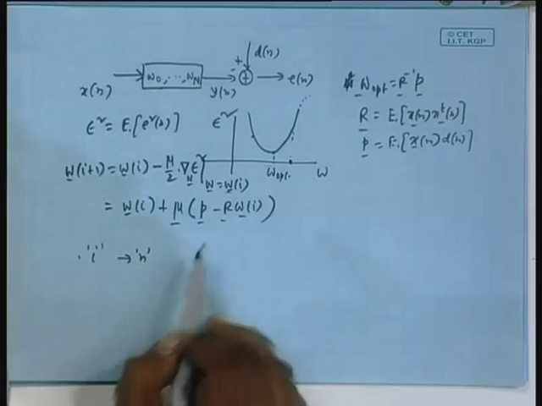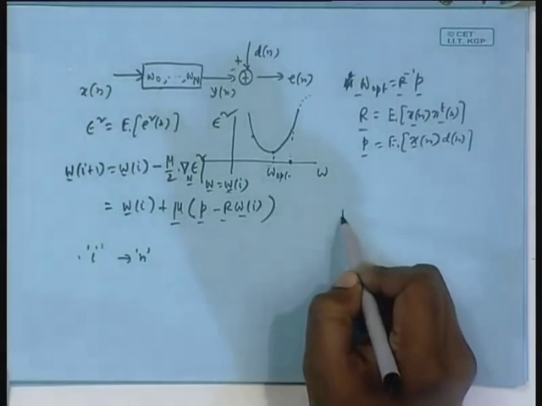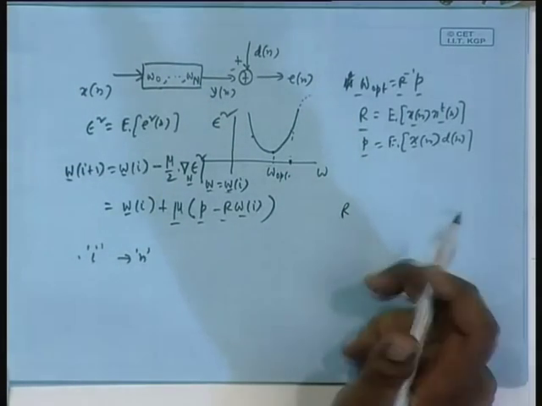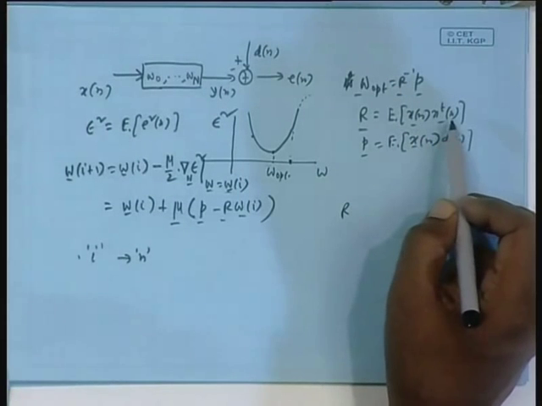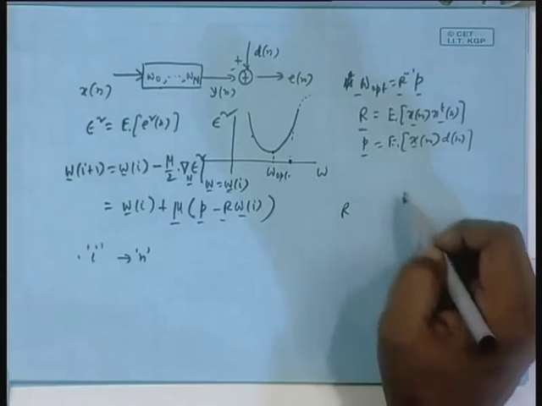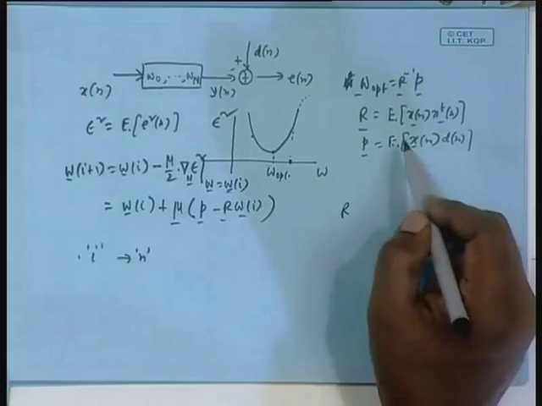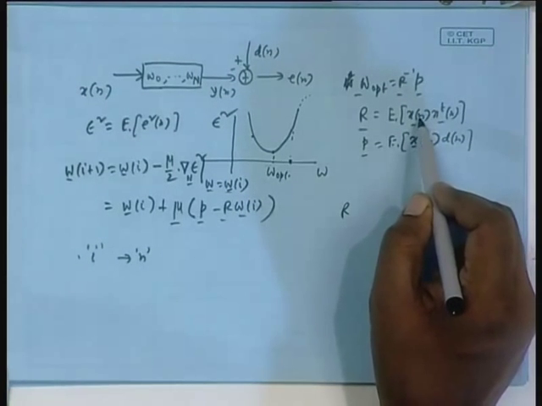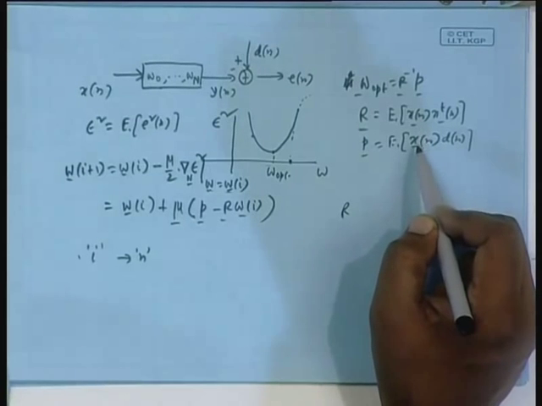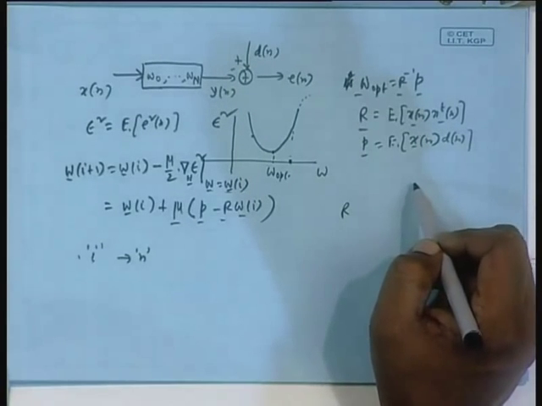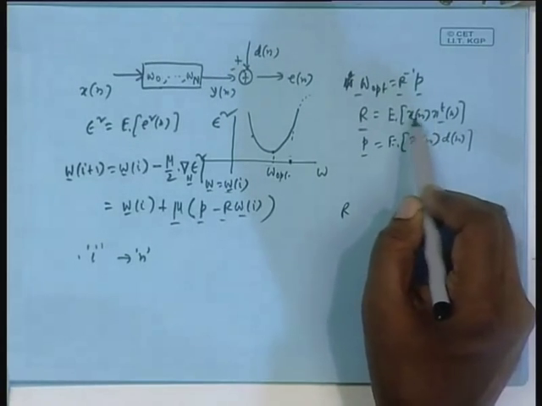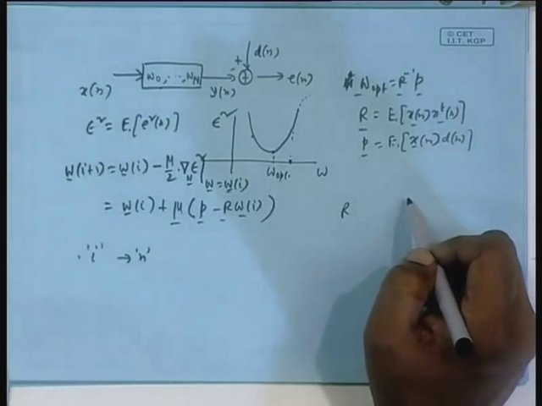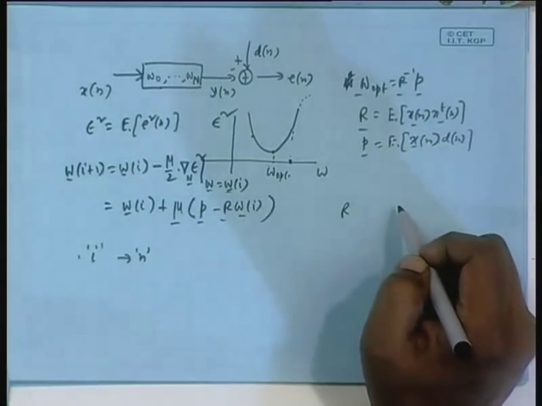Then I said that r and p, normally what is r? After all, if you want to estimate r, what is r? R is expected value of x n into x transpose n. So, you should take one x n vector multiplied by x transpose n, take another vector, say x n minus 1. What is x n vector? It starts at x n, then x n minus 1, x n minus 2 up to x n minus capital N, is it not? X n minus 1 vector will start at x n minus 1, n minus 2, dot dot dot, x n minus capital N minus 1. So, on and so forth.